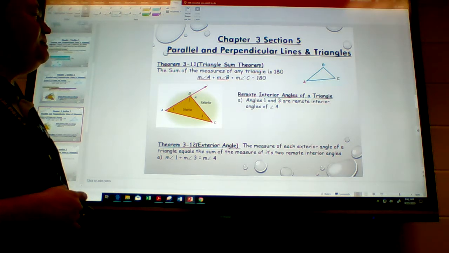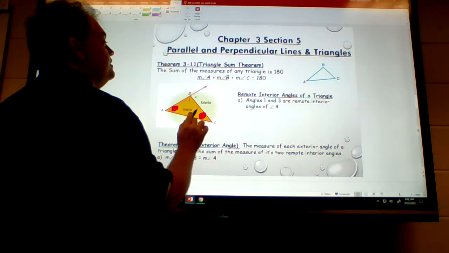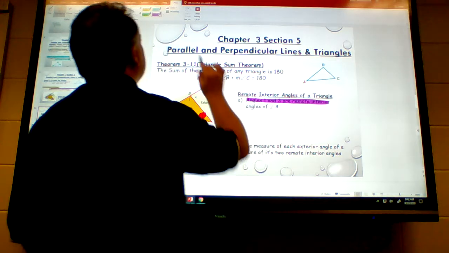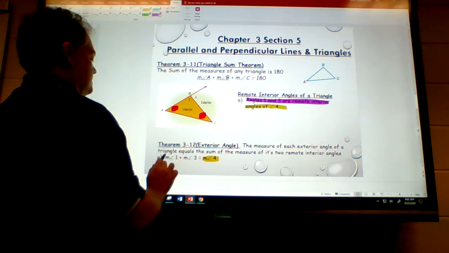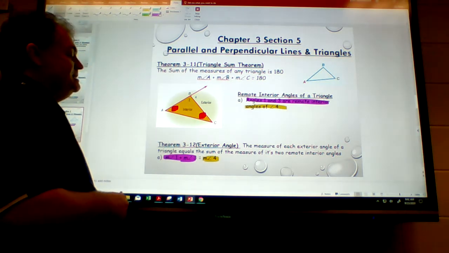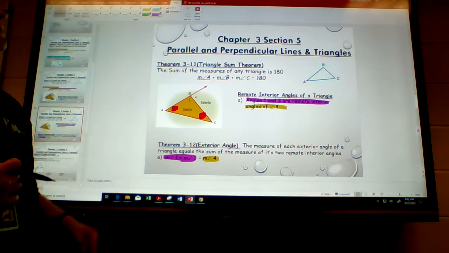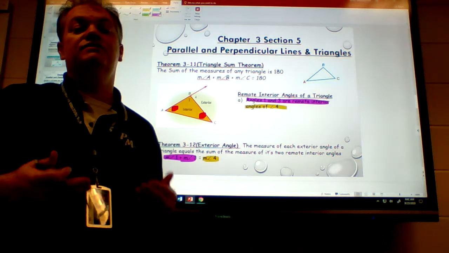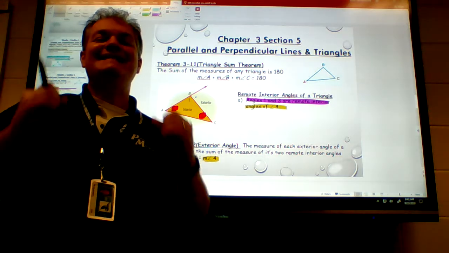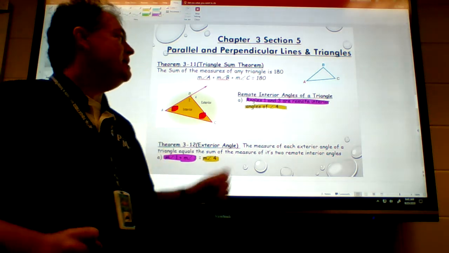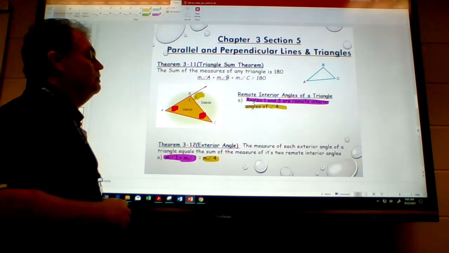Now, one thing you need to note about that, because angles 1 and 3 are the remote interior angles of angle 4, then the measures of angles 1 and 3 added together equal the measure of angle 4. So, we know two things. We know the sum of the interior angles of a triangle is 180 degrees, but we also know the sum of the two remote interior angles equals the measure of the exterior angle, which in this case is angle 4.